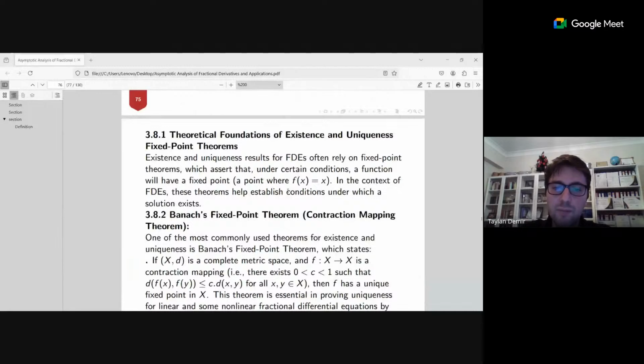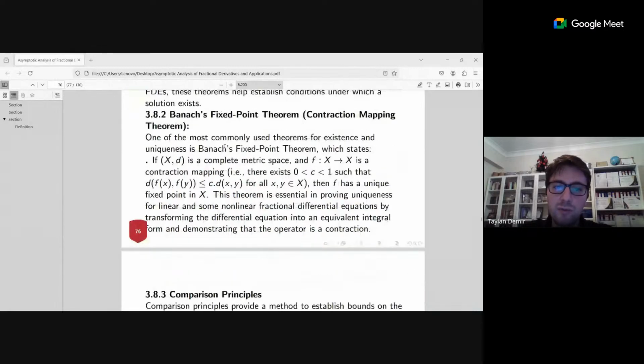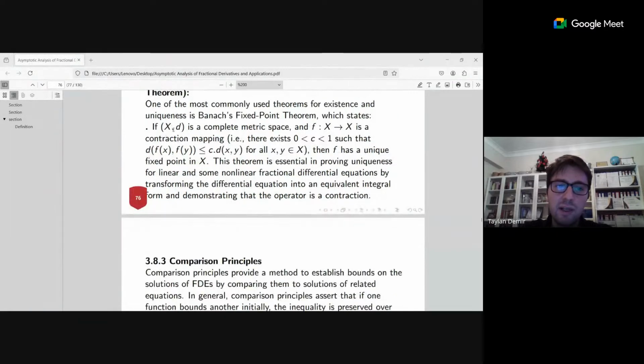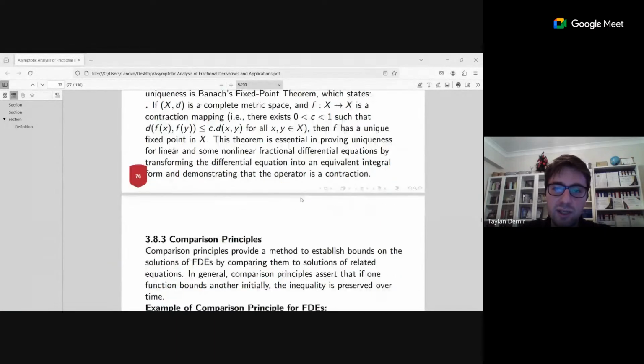interpret the theoretical framework, because one of the most commonly used theorems for existence and uniqueness is Banach's fixed point theorem, which states that if X is a complete metric space and f from X to X is a contraction mapping, for example, with C between 0 and 1, such that the distance between f of x and f of y is less than or equal to C times the distance between x and y, where x and y are defined in set X, then f has a unique fixed point in X.